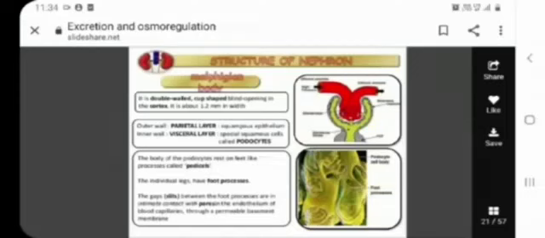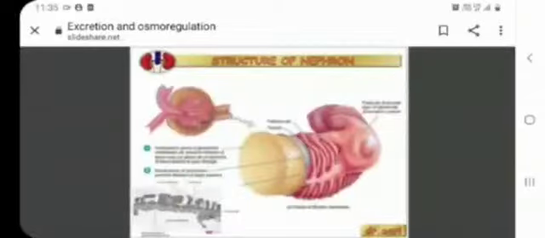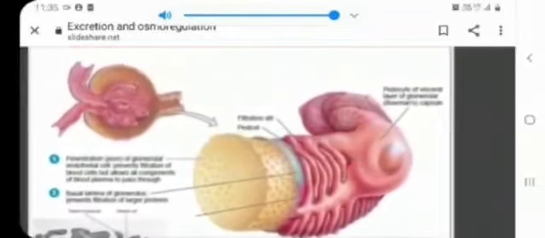As we can see in the typical structure of a nephron, it comprises a Malpighian body, and we know that Malpighian body comprises the Bowman's capsule, which is a double-walled cup-like structure. It has two walls or two layers. The outer layer is called the parietal layer and the inner layer is called the visceral layer. The visceral layer is made by a special squamous cell called podocyte. This is the structure of the Bowman's capsule.